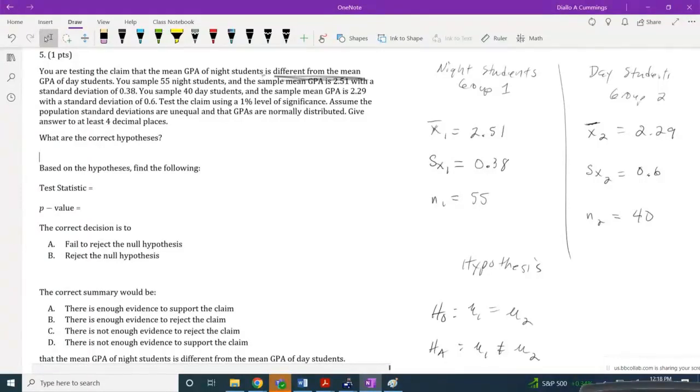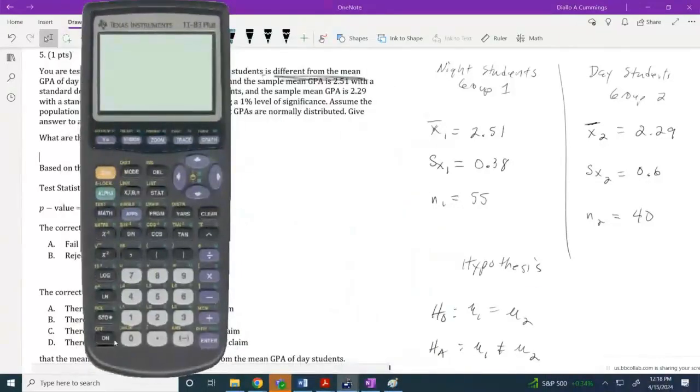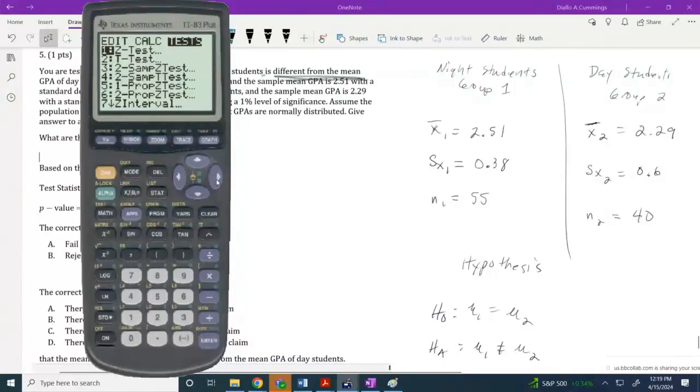So now it says, based on the hypothesis, find the following: the test statistic and the p-value. So we're going to calculate those using the calculator. I'm just going to clear out my screens. I'm going to go back into stat, scroll over to test, and here I want to use a two-sample t-test.